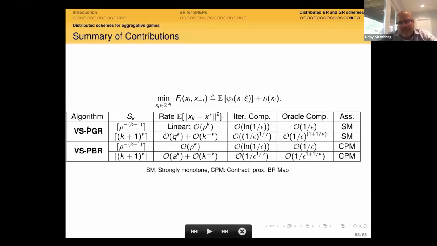So this is variable sample size proximal gradient response, variable sample size proximal best response. In all cases, we're able to match the rate. It's a linear rate for both, which is not surprising. But remember, the requirements are different. Whenever you're working with gradient response, you work with monotonicity properties. When you're working with best response, you're working with the contractive property of the proximal best response map. But in terms of the results, both the iteration and the oracle complexity, we don't see clear differences at a higher level. The constants of course differ.